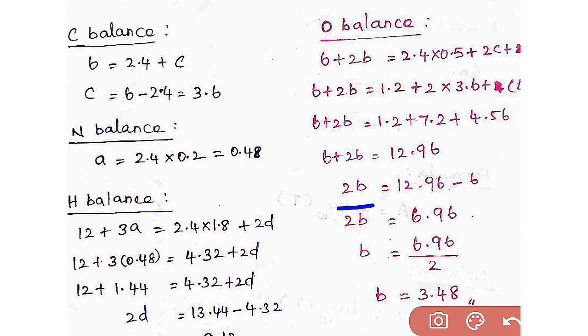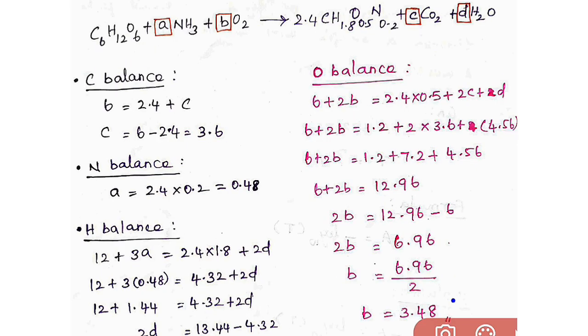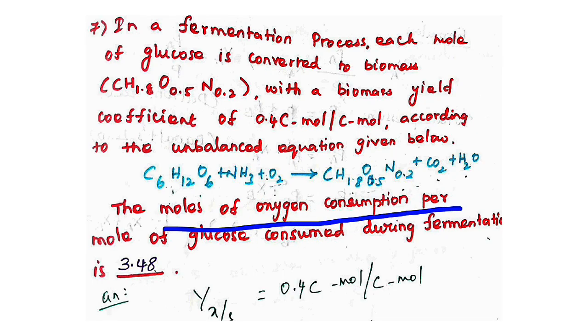So 2B is equal to 12.96 minus 6. So 2B is equal to 6.96. B is equal to 6.96 divided by 2, that is equal to 3.48. So oxygen consumed per glucose is 3.48. So the answer is 3.48. The moles of oxygen consumption per mole of glucose consumed during the fermentation process is 3.48.